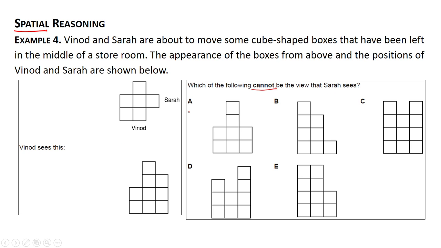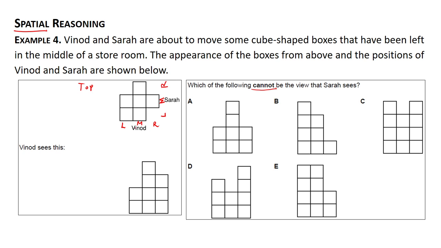Okay, so if you want to answer this question on your own, pause the video and think about it. Okay, again, this is the top view. For simplicity, let us call this the left of Vinod, the middle of Vinod, and the right of Vinod. And from Sarah's perspective, this will be the left of Sarah. So here is the left of Sarah, middle of Sarah, and the right of Sarah.